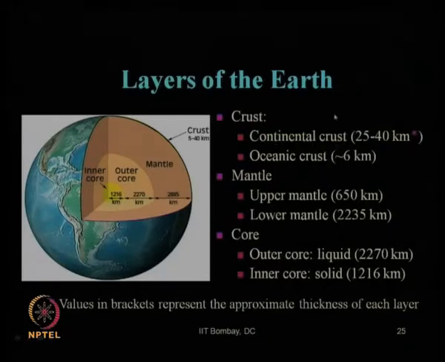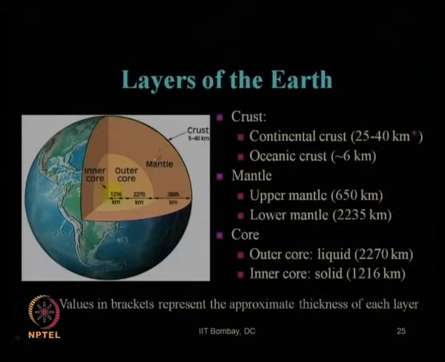The continents present in the crust are of thickness about 25 to 40 kilometers, whereas the oceanic crust has a thickness of about 5 to 6 kilometers. These are typical ranges. That is why you can see the thickness of the entire crustal plate, or crust thickness of earth, is about 5 to 40 kilometers.